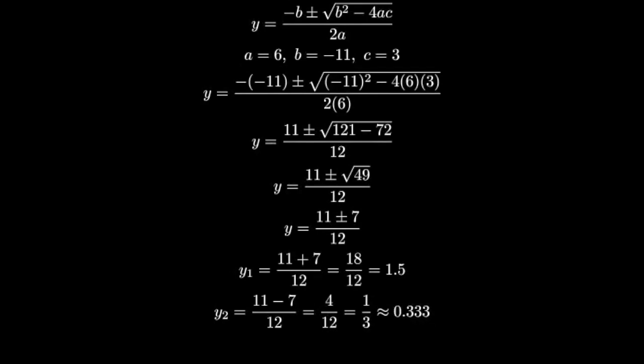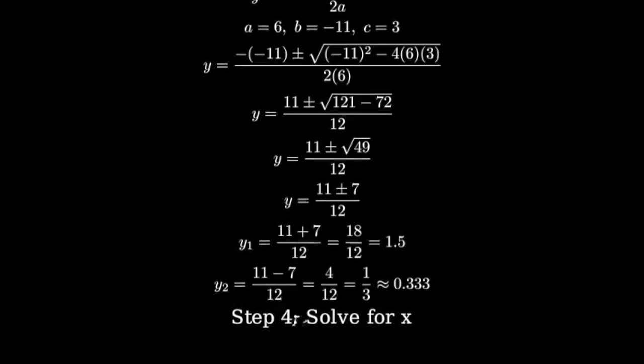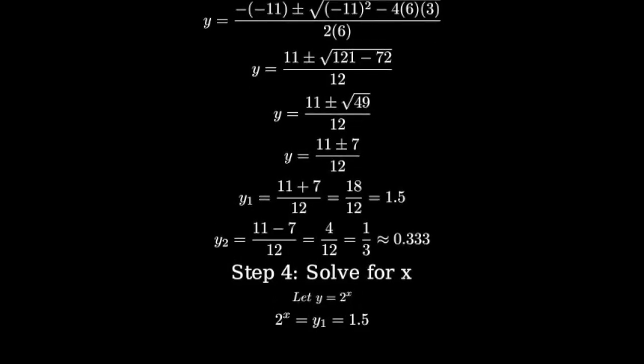Step 4. Now we need to find the values of x. Remember our substitution was y equals 2 to the power of x. First, let's use y1 equals 1.5. So, 2 to the power of x equals 1.5. To solve for x, we take the logarithm base 2 of both sides. So, x equals log base 2 of 1.5. We can calculate this using the change of base formula. x equals the natural logarithm of 1.5 divided by the natural logarithm of 2. Plugging this into a calculator, we get x is approximately 0.58496. Rounding to 2 decimal places, x is approximately 0.58.